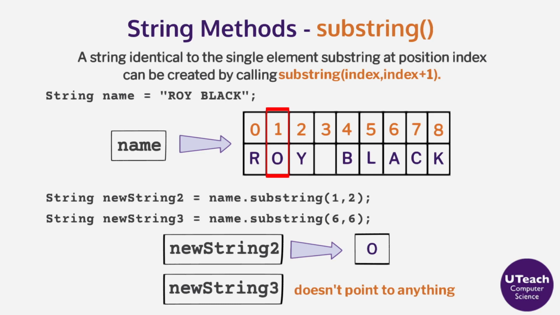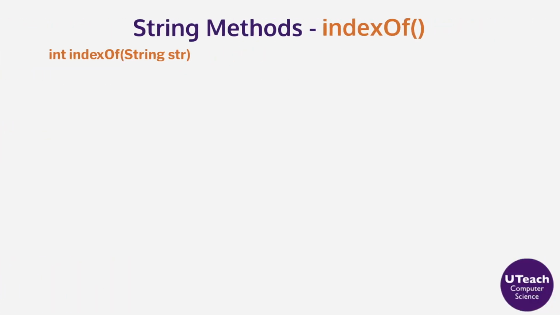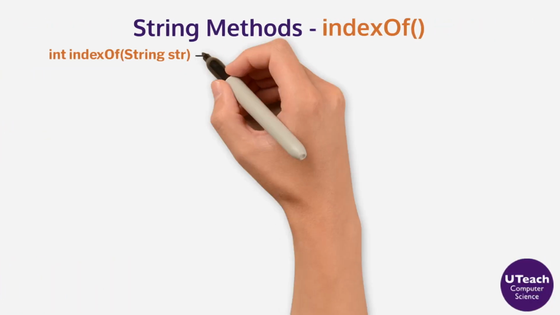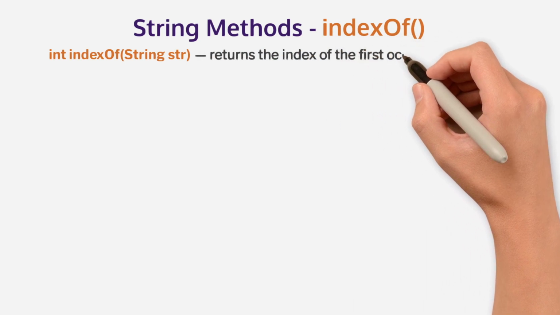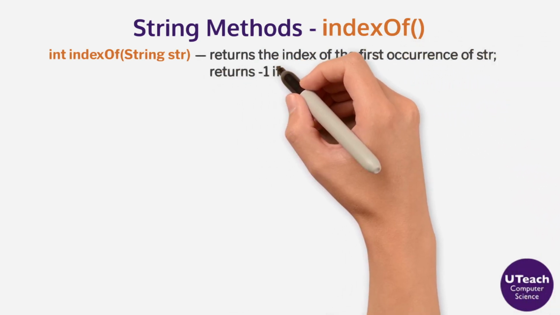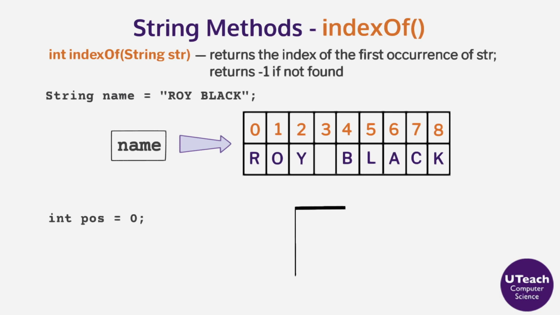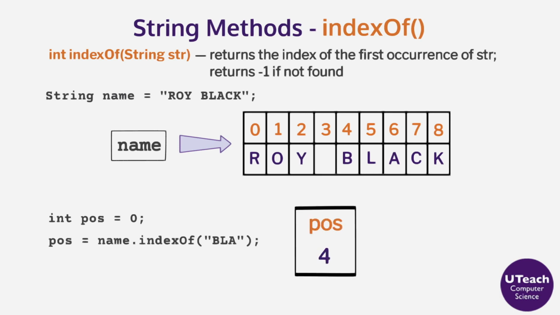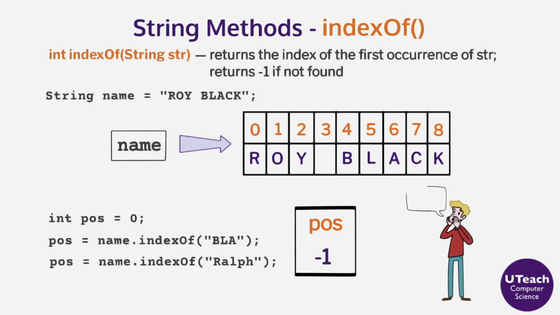would return an empty string. The indexOf method returns the index of the first occurrence of the parameter or returns -1 if not found. If the first code statement executes, pos is assigned the value of 4, which is the first index value where BLA is found. For the second code statement, pos is assigned the value of -1, since Ralph is not found in the string name.